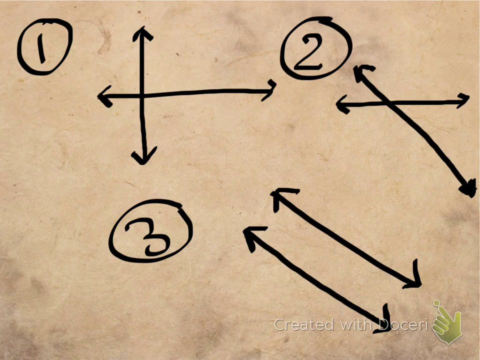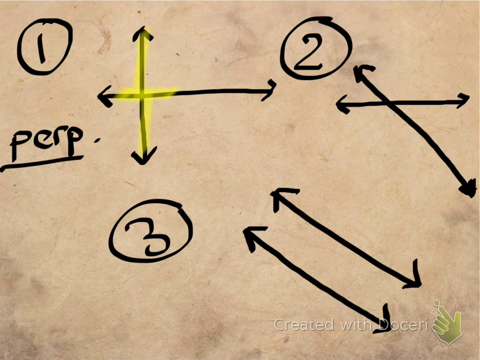All right. The first one I see crossing, so it cannot be parallel. And I also see perfect L's being made. 4 to be exact. So this must be perpendicular. I'm going to write perp for short.